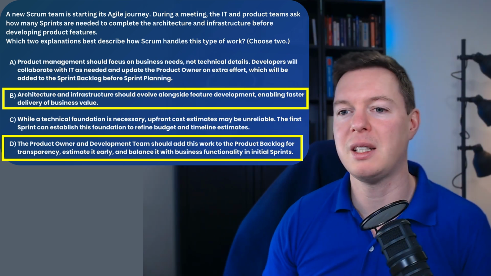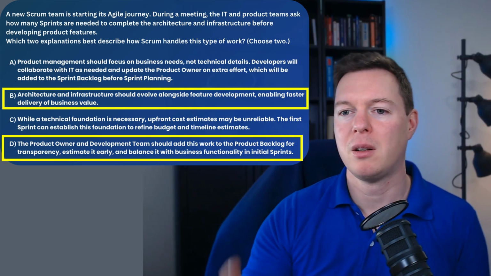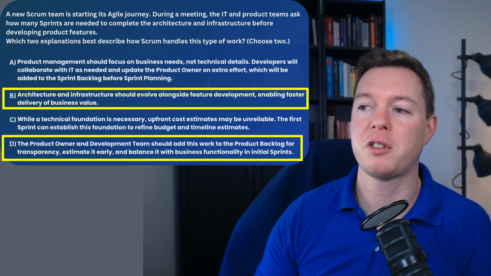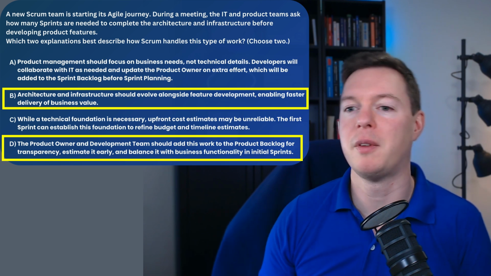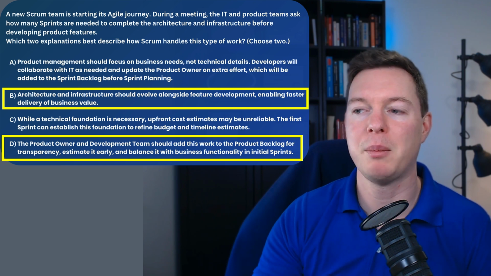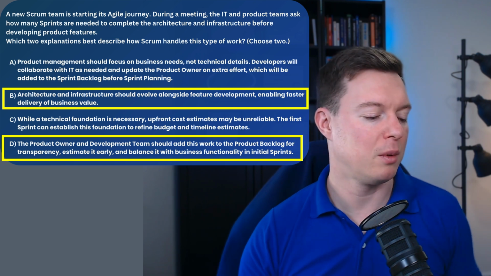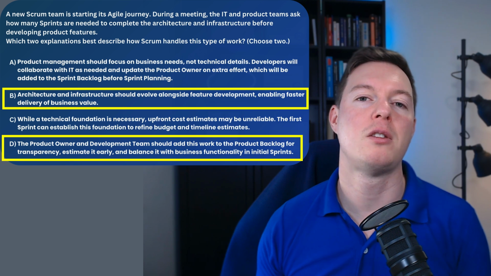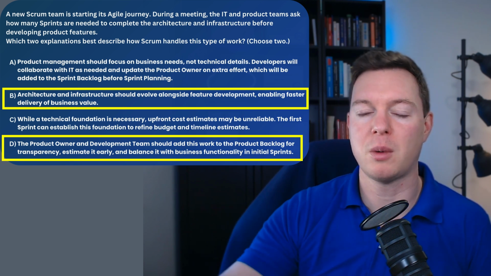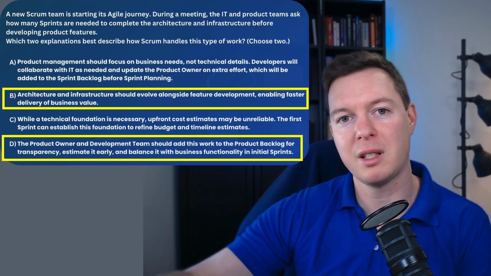The next one is about C. While a technical foundation is necessary, upfront cost estimates may be unreliable. The first sprint can establish this foundation to refine budget and timeline estimates. So again, according to the Scrum guide, there's no such thing as a sprint zero. It's more of a waterfall method to actually plan things out first and then try and define a budget.